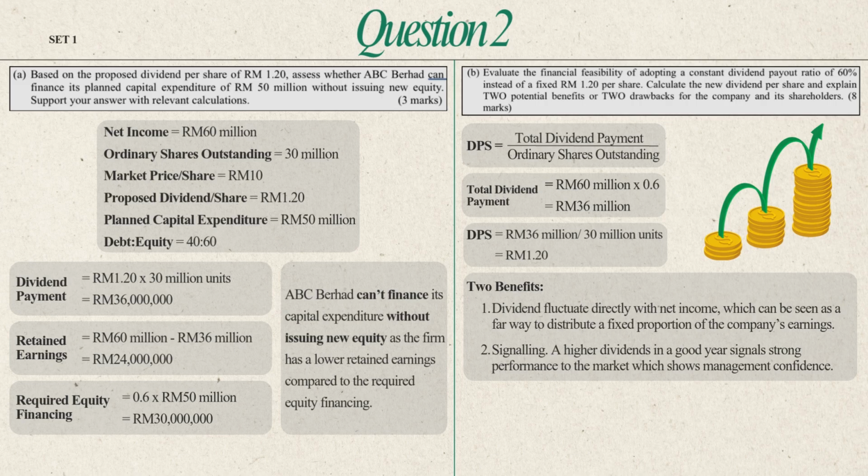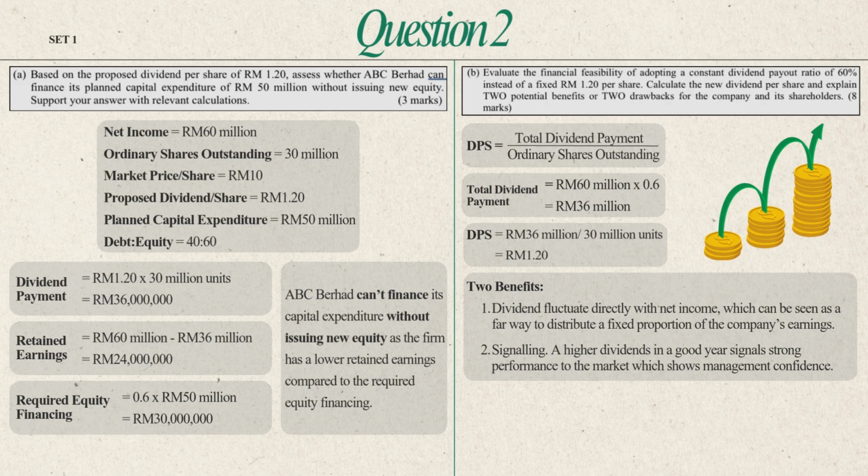Next, we need to know the required equity financing. So, we need to multiply the equity ratio, which is 0.6, with the planned capital expenditure of 50 million ringgit. This equals 30 million ringgit. Since the 24 million ringgit in retained earnings is less than the 30 million ringgit required for their investment, the conclusion is clear. ABC Berhad cannot finance its capital expenditure without issuing new equity, as the firm has lower retained earnings compared to the required equity financing.